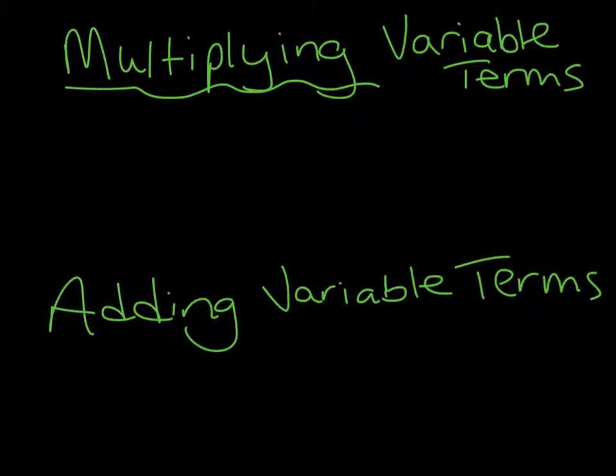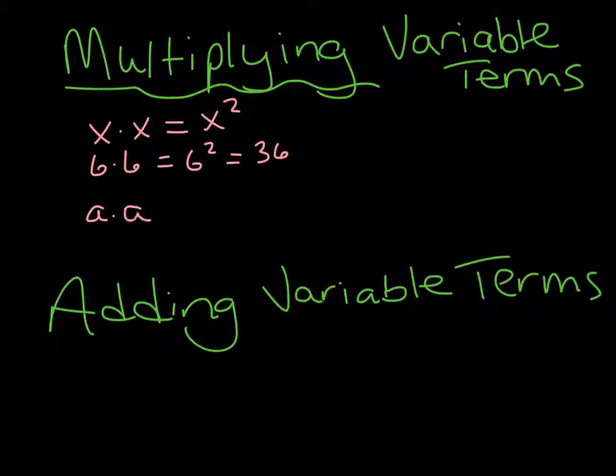Okay, so multiplying variable terms together, like I just said, if we had x times x, that is the same thing as x squared. Just like 6 times 6 is really 6 squared. But since I know that 6 is a 6, I could just simplify that to 36. Since we don't know what x is, it's just going to be x squared. So if I had a times a, that's going to be a squared. So anytime I have a variable that I'm multiplying by itself, it's going to be to the second power.